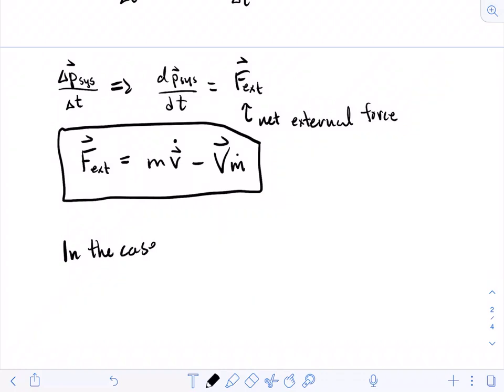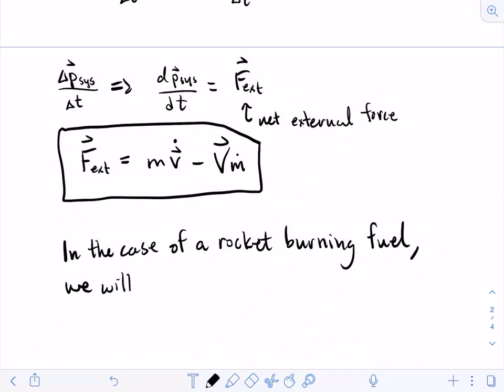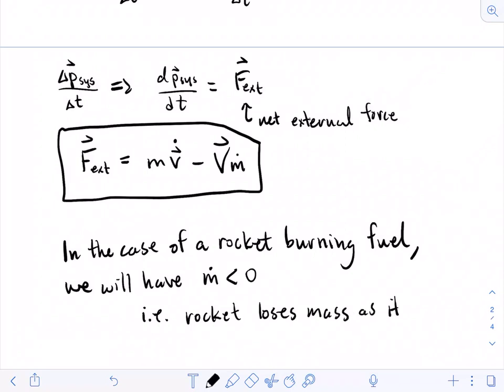The first scenario is the case of a rocket burning fuel. We already discussed that in this case, we will have an m dot that is negative because the rocket will be losing mass as it ejects burnt fuel.